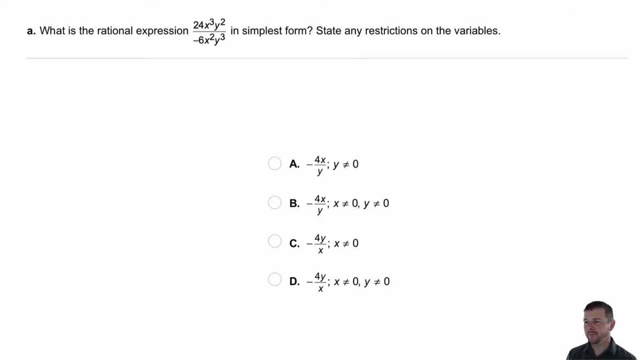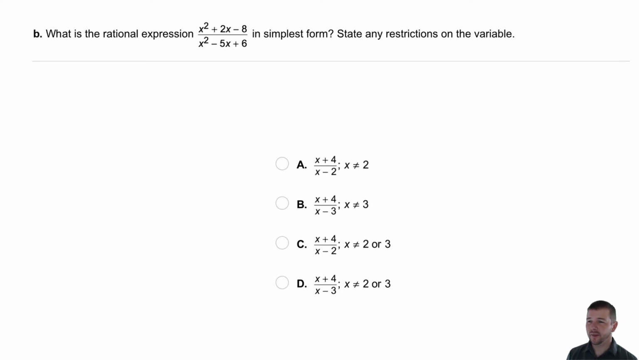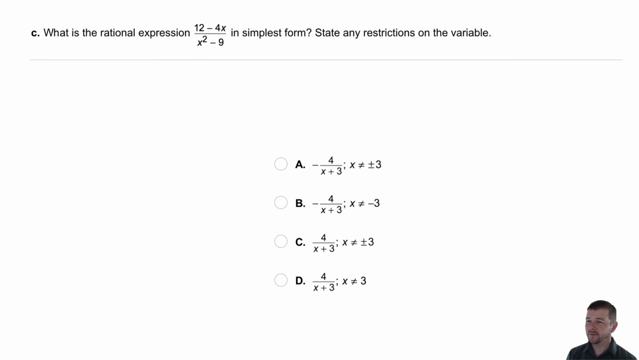Your turn, part A. What is the rational expression 24x cubed y squared over negative 6x squared y cubed in simplest form? State any restrictions on the variables. Part B, same instructions, but the expression is now x squared plus 2x minus 8 over x squared minus 5x plus 6. And part C, once again the same instructions, but the expression becomes 12 minus 4x over x squared minus 9.